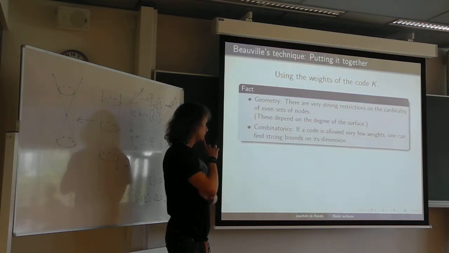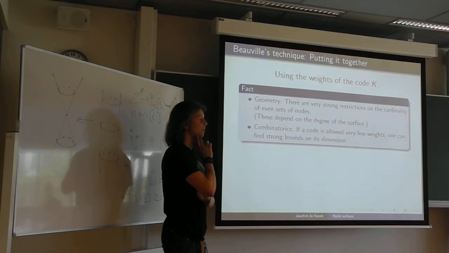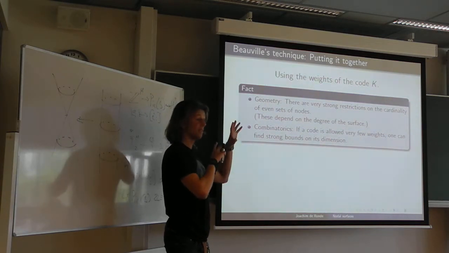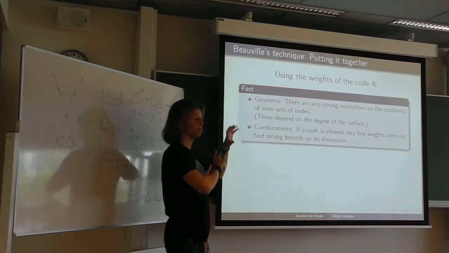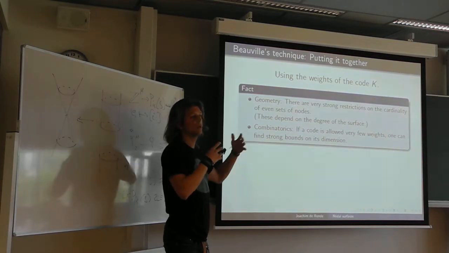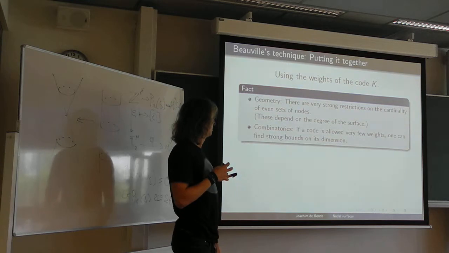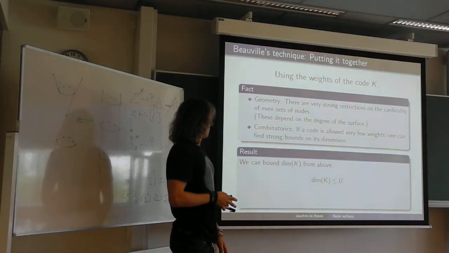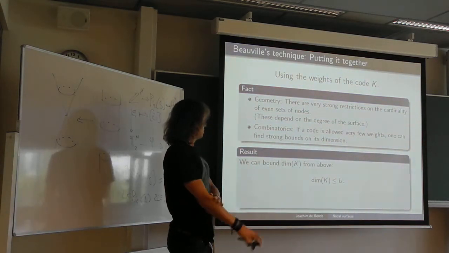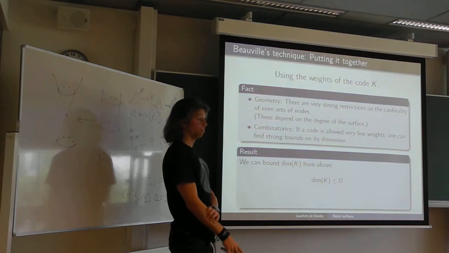What happens to be the case in combinatorics is that if a code is allowed very few weights, one can find strong bounds on its dimension, an upper bound. It makes sense. If you force the vectors to be of the same weight, but all their sums as well, they need to overlap in a really specific way, and one cannot allow the code to grow arbitrarily big. So let us find an upper bound for the dimension of K and call it u.